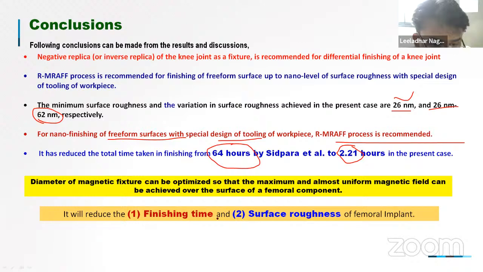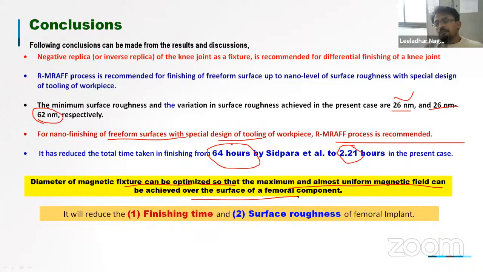The diameter of the magnetic fixture can be optimized so that a maximum and almost uniform magnetic field can be achieved over the surface of a femoral component. It will reduce the finishing time and surface roughness of the femoral implant.